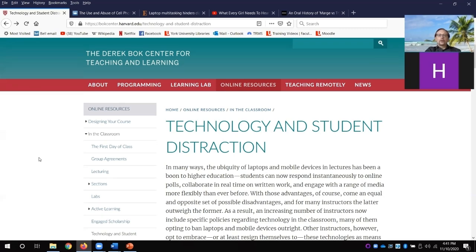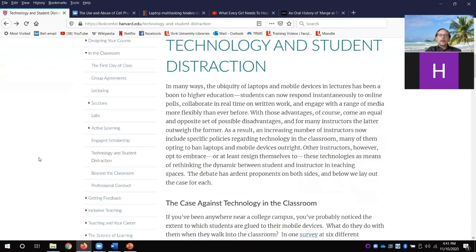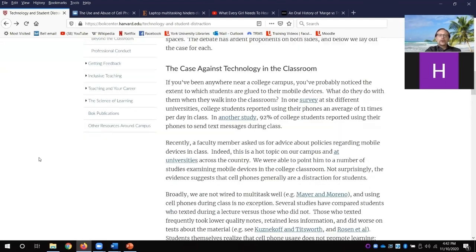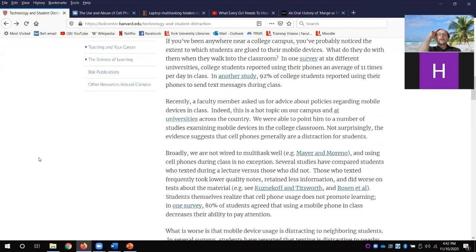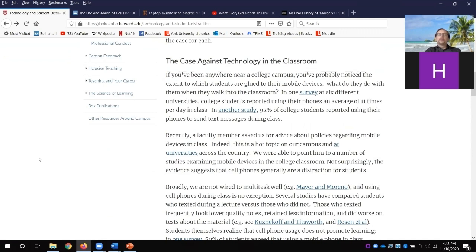Here's an article, Technology and Student Distraction. You can read this later if you want, it's an interesting read. Is it an authoritative source? Well, I'm not going to tell you because I don't care. I'm just using it as an example to illustrate a particular point. Let's look at this paragraph here, okay? The case against technology in the classroom.